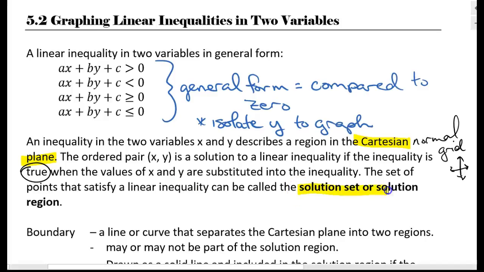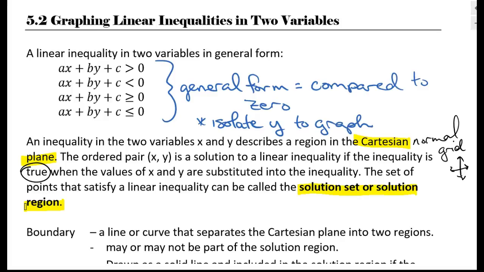Now you'll notice that this is different than our systems of equations where they had a defined point. The solution was one exact value or maybe two exact values. Here we're going to have a range of values because we're dealing with an inequality, so it could be anything within a range of data.